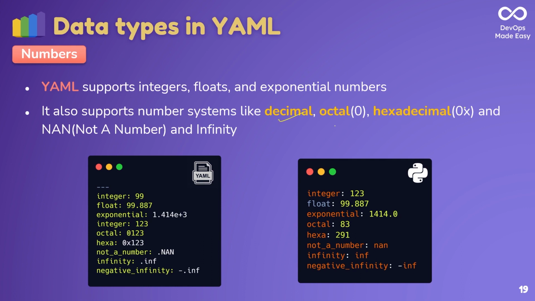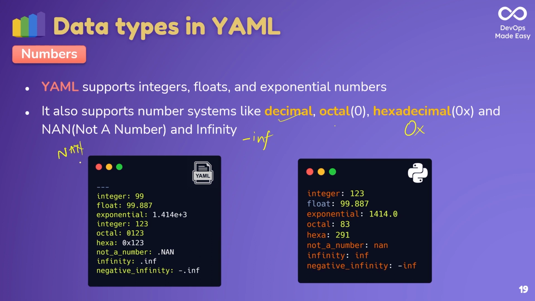And for hexadecimal systems, we should have 0x. So 0x as the starting value indicates that it is a hexadecimal system. And we can also have infinity in the form of .inf for positive infinity, minus .inf for negative infinity, and for not a number, we can have the .nan value.